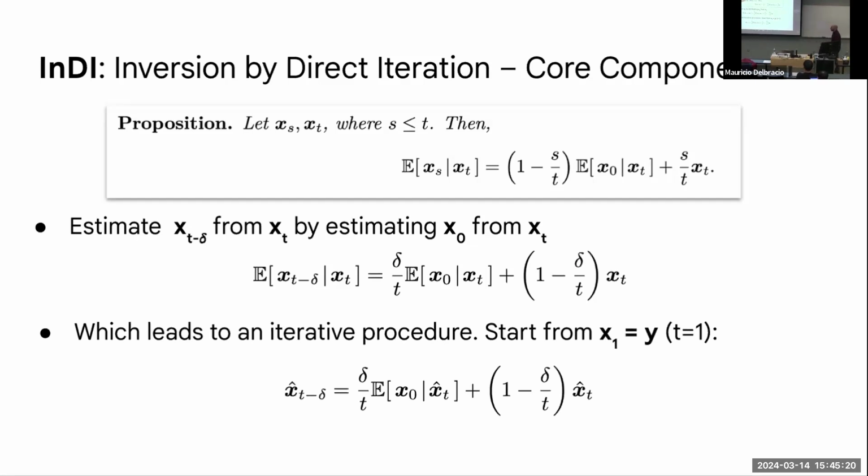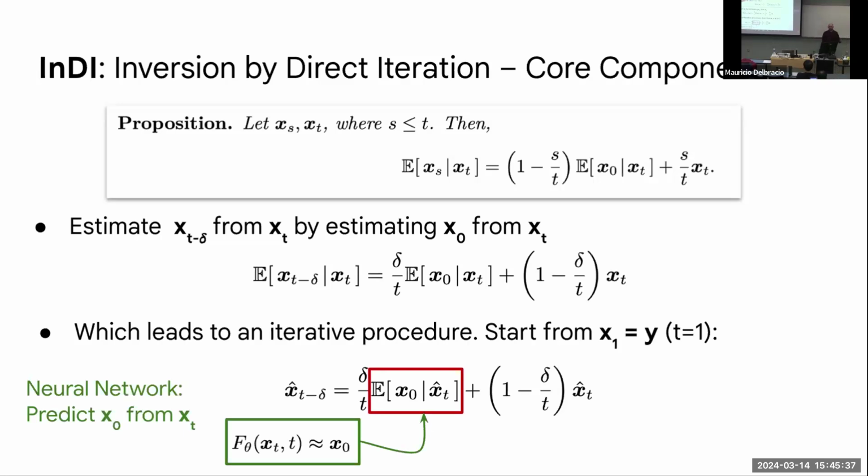The key thing is that we actually don't know this term. We don't know how to estimate this posterior mean, which is the mean of the estimate of the clean image given a current degraded image at time t. So what we're going to do is just approximate this using a neural network. This neural network will learn to estimate the clean image from time t and the current degraded image at time t. Yes, what's the x hat here?